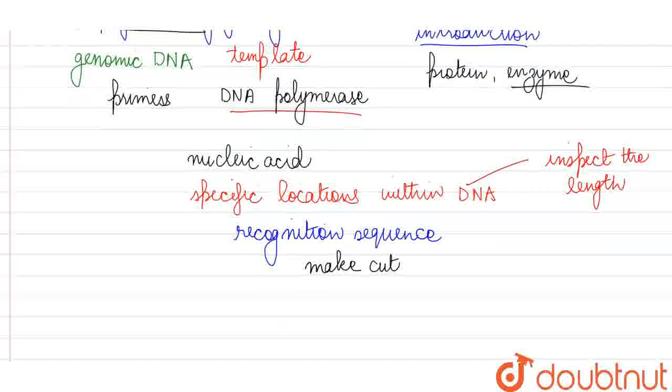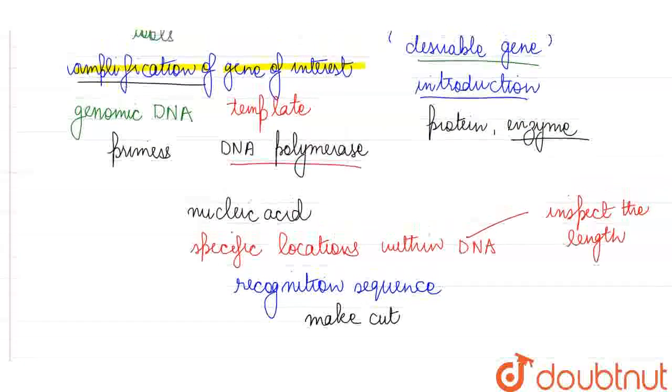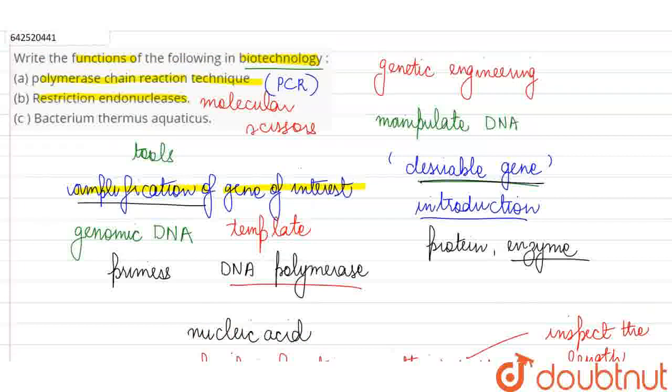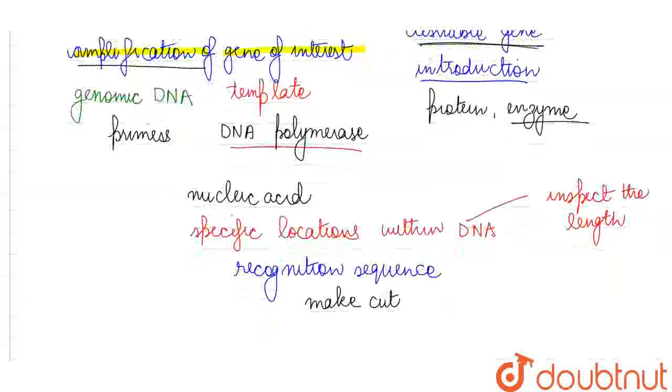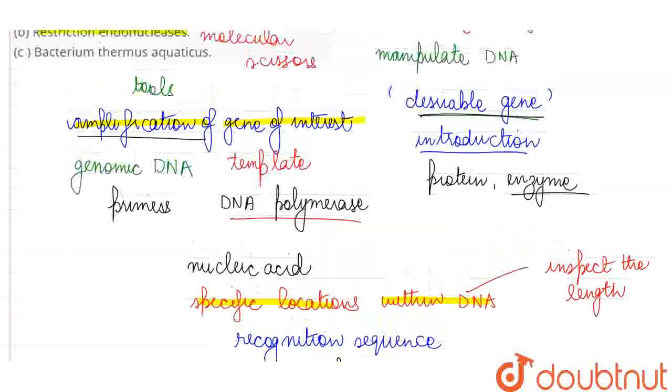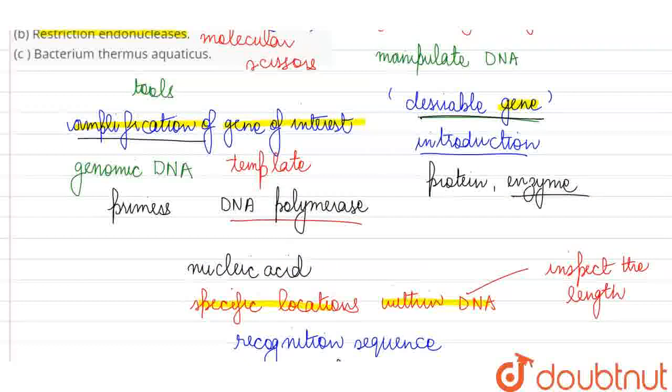the DNA so that we can obtain small fragments, and the particular desirable gene that we are looking for, we can isolate that. So the role of restriction endonuclease enzymes in biotechnology is to make cuts at specific locations within the DNA so that we can obtain the particular strand or the particular gene that we want.